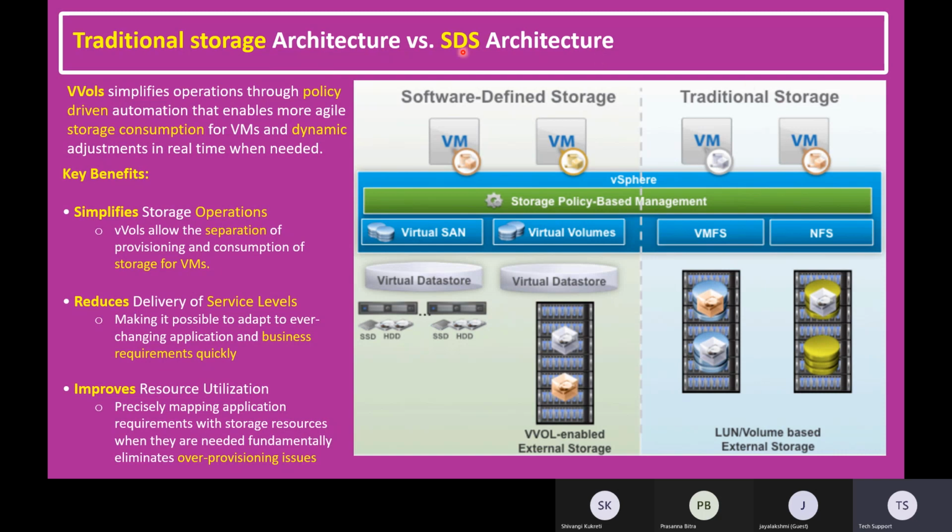Now let's talk about software defined storage. As we know, in software defined storage we have two concepts, virtual SAN and virtual volumes. When it comes to virtual SAN, we already know each ESXi host has multiple SSDs and HDDs. Using these disks, when you group all your disks and enable the vSAN feature at the cluster level, it will create a virtual datastore. That virtual datastore, we call it a vSAN datastore.